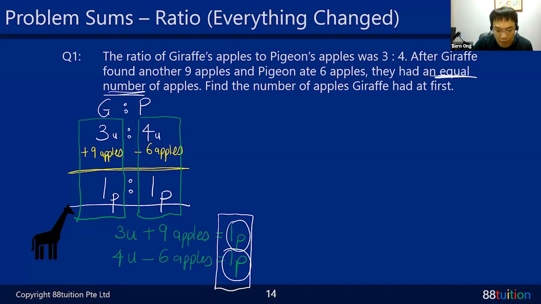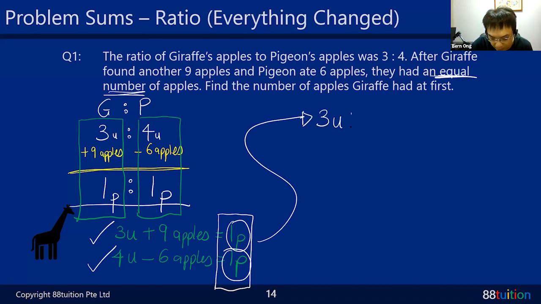So what can you say? You can say that this 3 units plus 9 apples and this 4 units minus 6 apples are the same because 1 part is equal to 1 part. They are exactly the same thing. So from this information, you can simply conclude that 3 units plus 9 apples is actually the same as 4 units minus 6 apples.